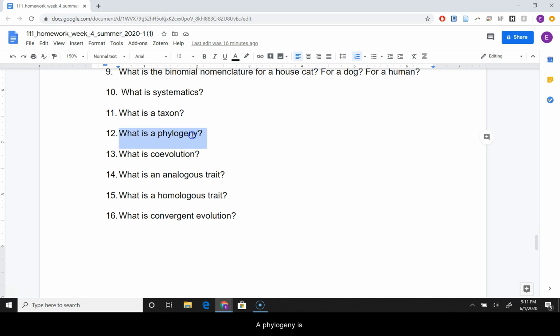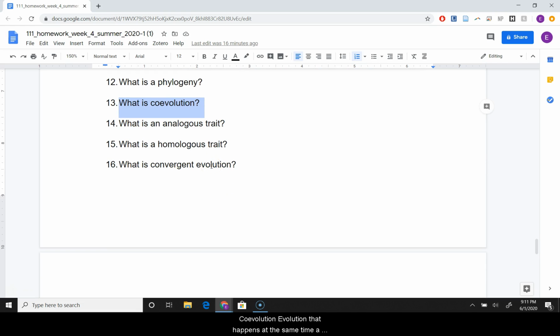A phylogeny is basically a picture of how different organisms are related to one another. Coevolution is evolution that happens at the same time. A fantastic example of this would be if you look at large flowers and their hummingbird pollinators.